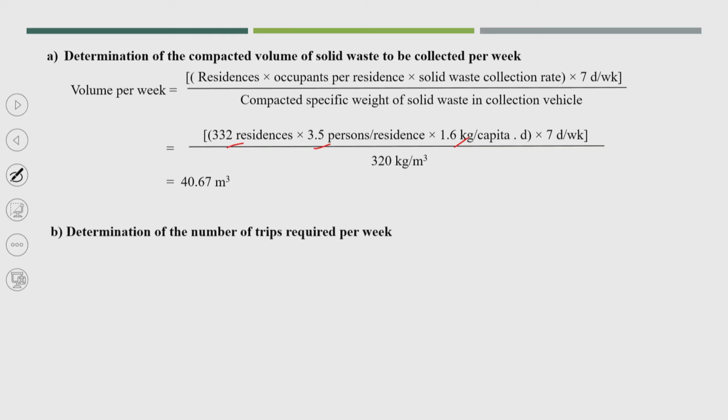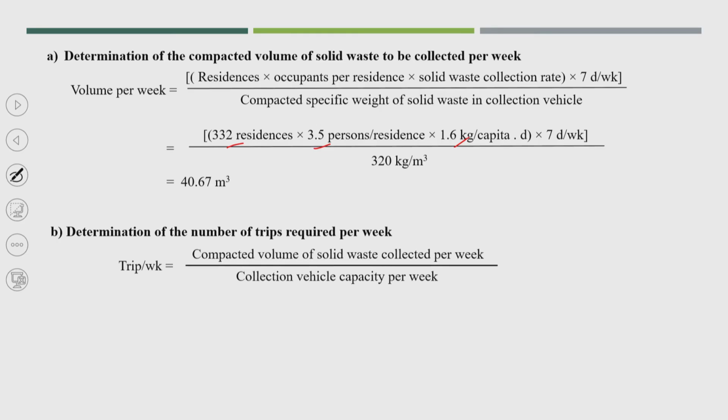Now, we will determine the number of trips required per week. This we can calculate by the compacted volume of solid waste collected per week divided by the collection vehicle capacity. Okay. The volume of waste collected per week divided by the collection vehicle capacity, you can calculate.